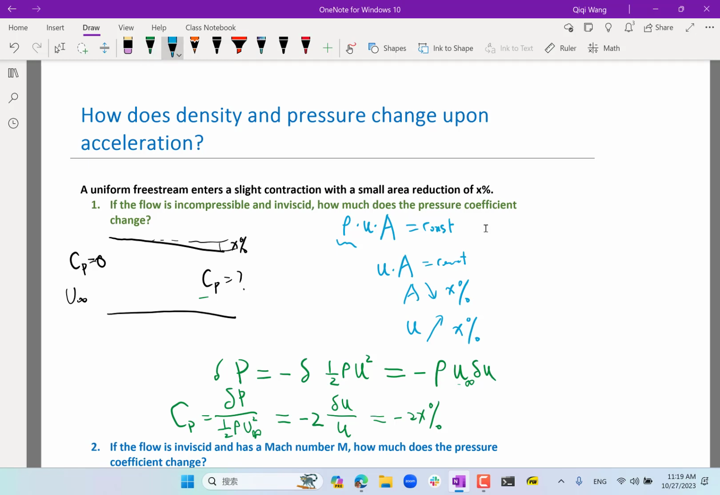So if x% is a large contraction, a large percentage, that wouldn't work anymore. That is why the problem states a slight contraction with a small area reduction, right? So this is the simplest scenario where we can directly use the differential form of the equations. We're going to show slightly later how to actually do integration and deal with a large area reduction, right? So the simpler form actually works with a small area reduction. All right? Yeah, good question.